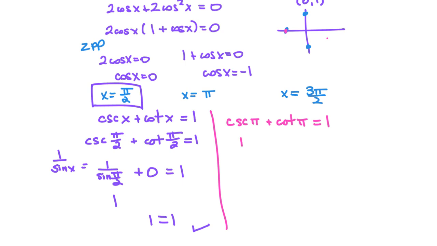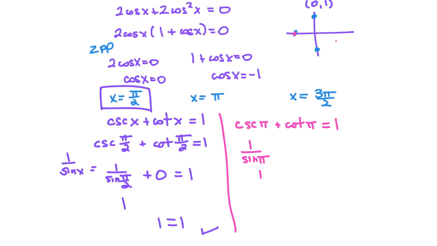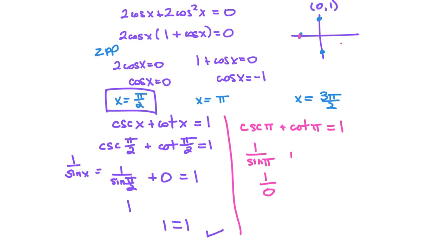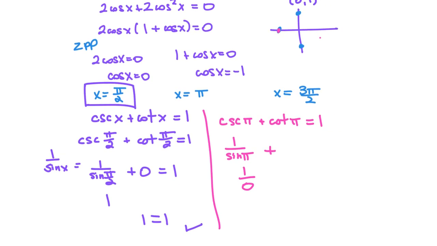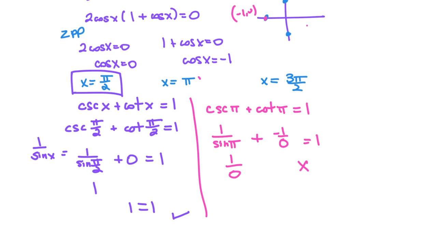Cosecant of pi, that is 1 over sine of pi. We find that that is undefined. Cotangent of pi is negative 1 over 0, so that's also undefined, and therefore this doesn't work, right? X equals pi is an extraneous solution.